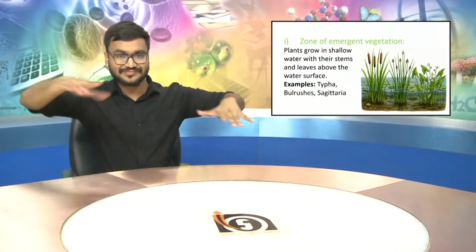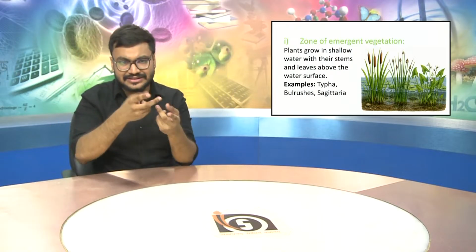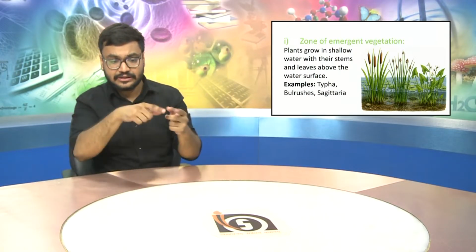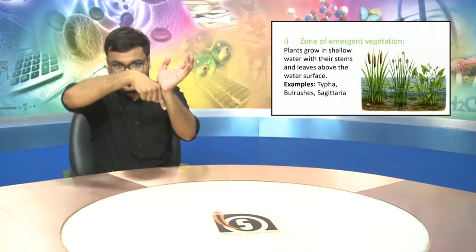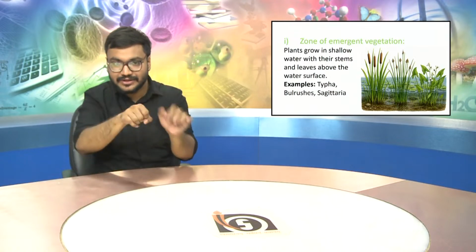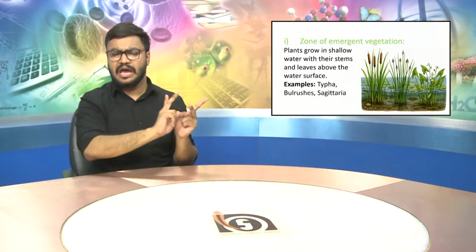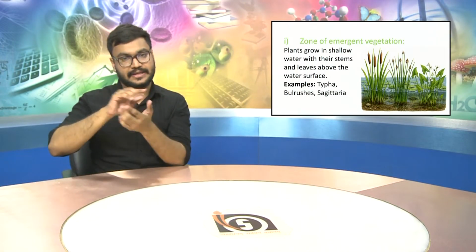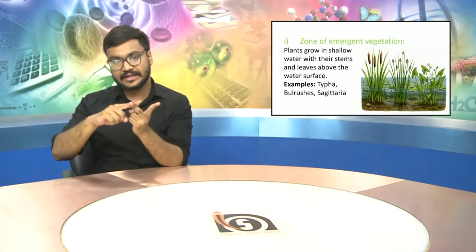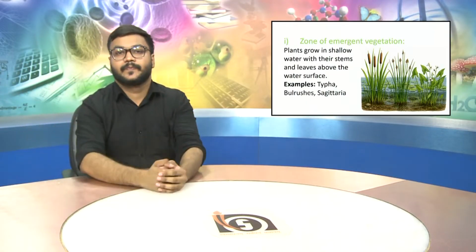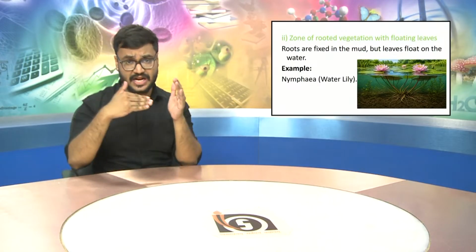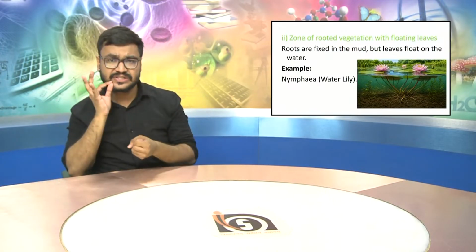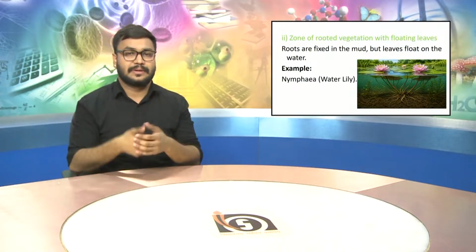And it includes three types. First one is zone of emergent vegetation. It means plants grow in shallow water with their stems and leaves above the water surface. For example, Typha, bulrushes, Sagittaria, etc.